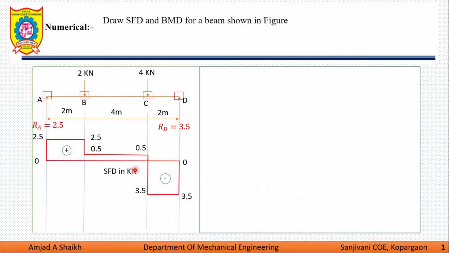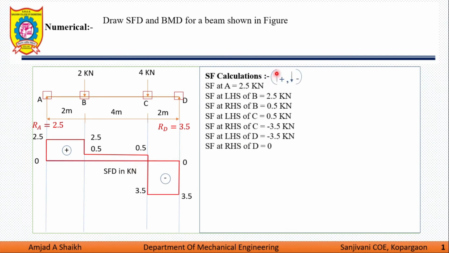As we have drawn the shear force diagram, it is necessary to write down the shear force calculation. So shear force at A is 2.5 kilonewton. At LHS of B 2.5 kilonewton, RHS of B 0.5 kilonewton, LHS of C 0.5 kilonewton, RHS of C minus 3.5, LHS of D minus 3.5 kilonewton, RHS of D, that is 0. So this is how to write the shear force calculation.